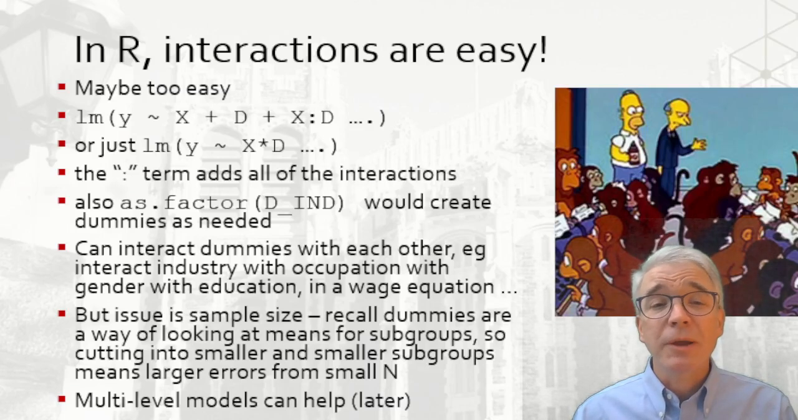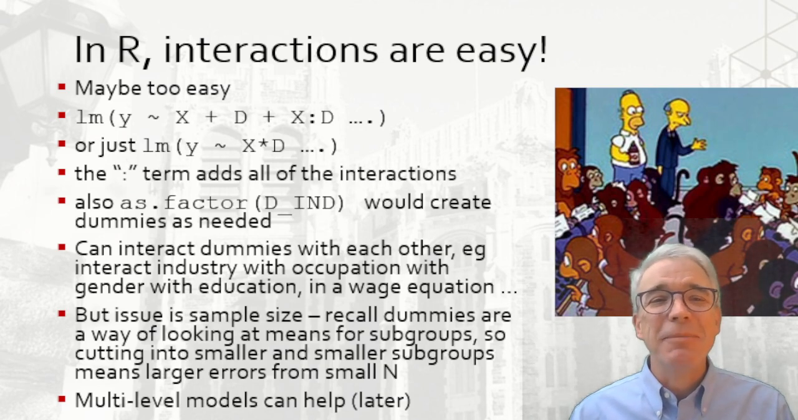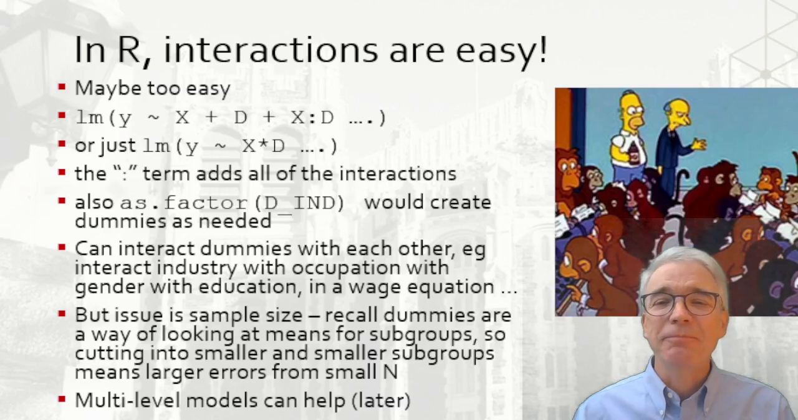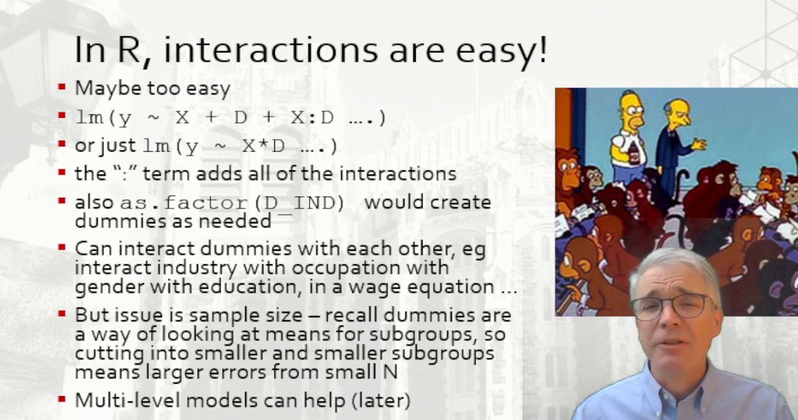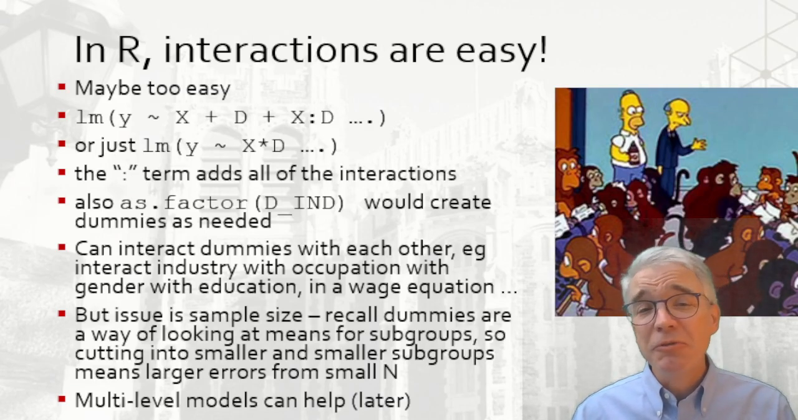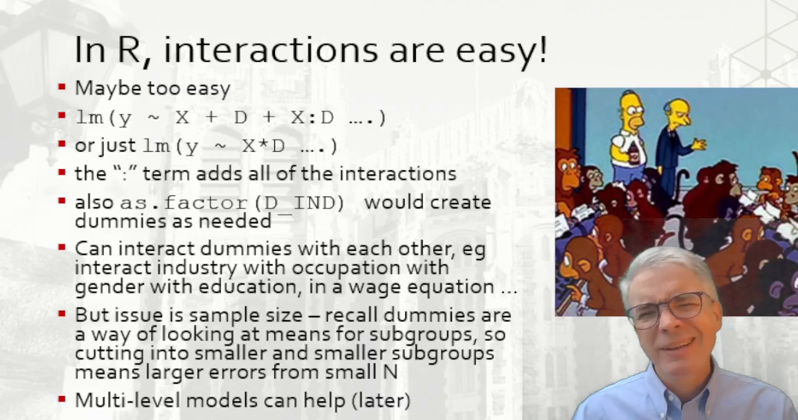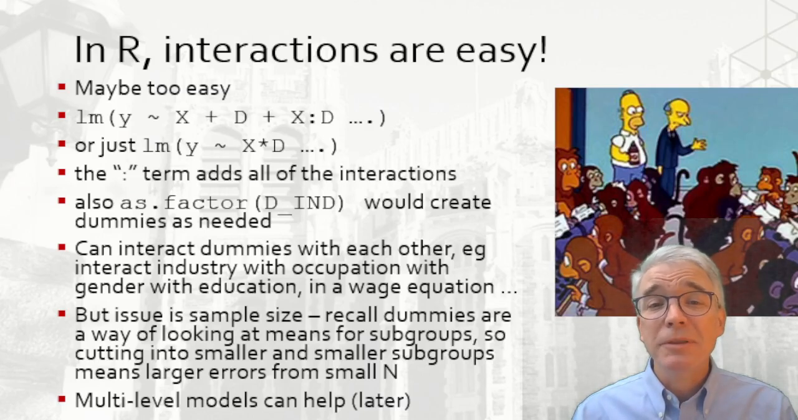Other questions might arise. Can I interact dummy variables with each other? Yes, you can keep interacting and interacting and interacting. You can interact dummy variables for, say, occupation, with dummies for gender, with dummies for education. Maybe, for instance, a college-educated woman in the public sector who's a teacher is going to have a different wage-age profile. That's a plausible hypothesis. It might be tough to estimate it, but there's absolutely an issue with sample size.